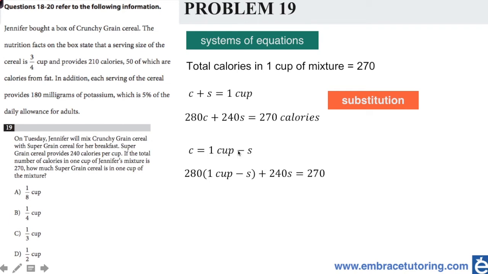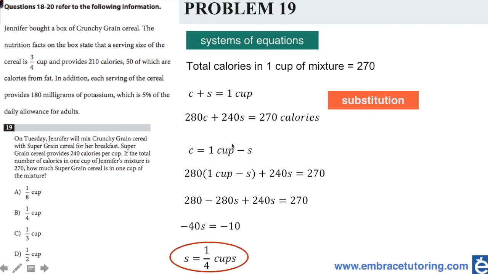So C equals 1 cup minus S. I'm now going to plug this in. I get 280 times (1 cup minus S) plus 240S equals 270. I'm now going to distribute my 280. I get 280 minus 280S plus 240S equals 270. I'm now going to combine my like terms and get negative 40S equals negative 10. I subtracted my 280 from both sides. I'm going to divide by negative 40 on both sides, and I get S equals 1/4 cups.